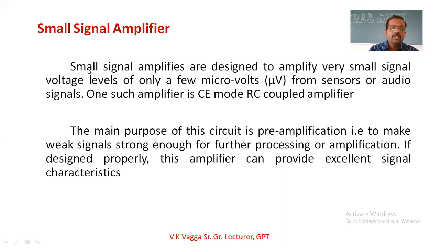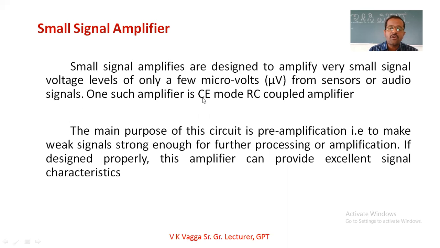A small signal amplifier is designed to amplify very small signal voltage levels of only a few microvolts. Micro is equal to 10 to the power of minus 6. In terms of microvolts, the input applied comes from sensors or an audio signal, and one such amplifier is the CE RC coupled amplifier.